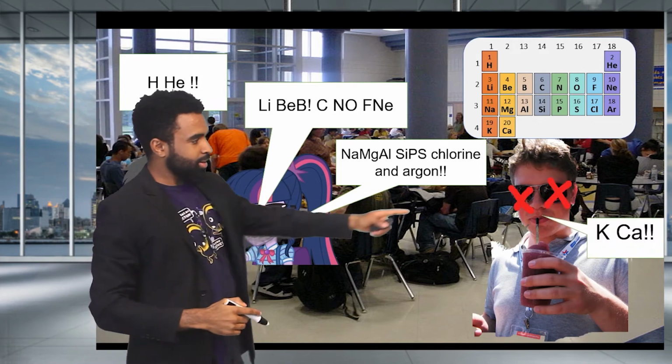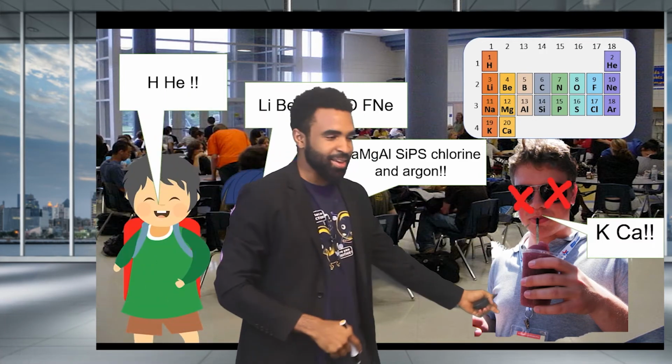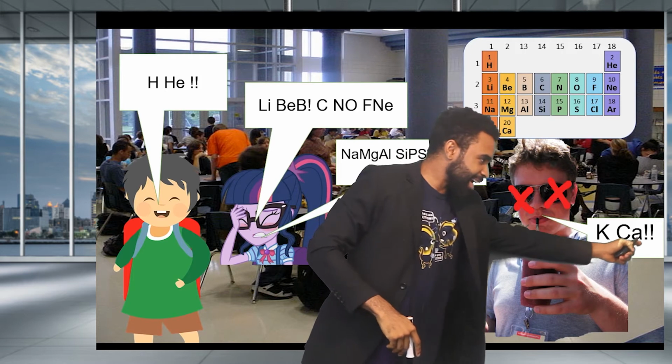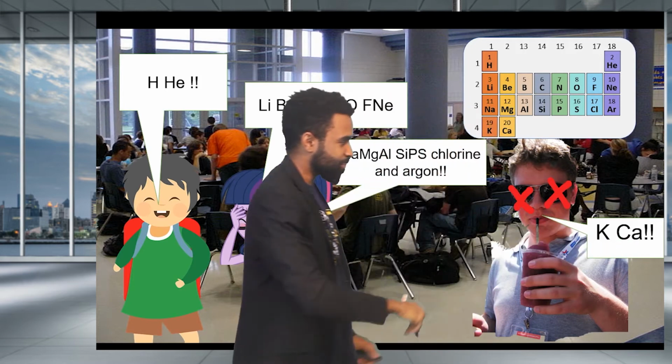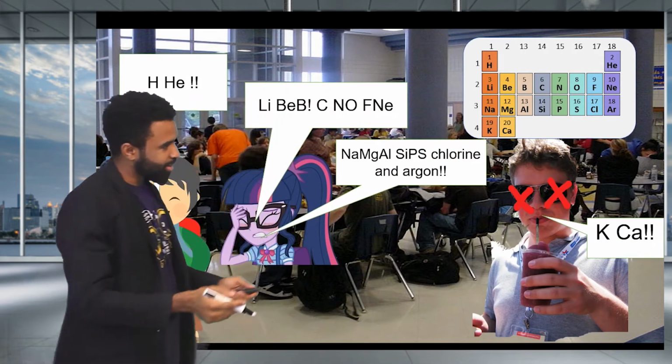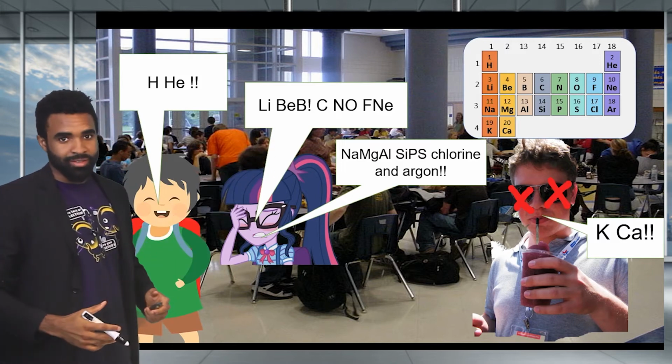Why is he choking? Well, because of the slushy. What does he say as he's choking? He says, "ka," which is what? Potassium and then calcium. So there we have it. We have the first 20 elements of the periodic table.